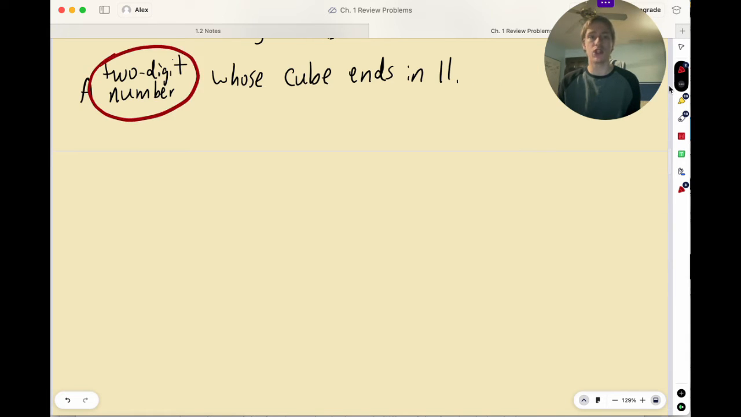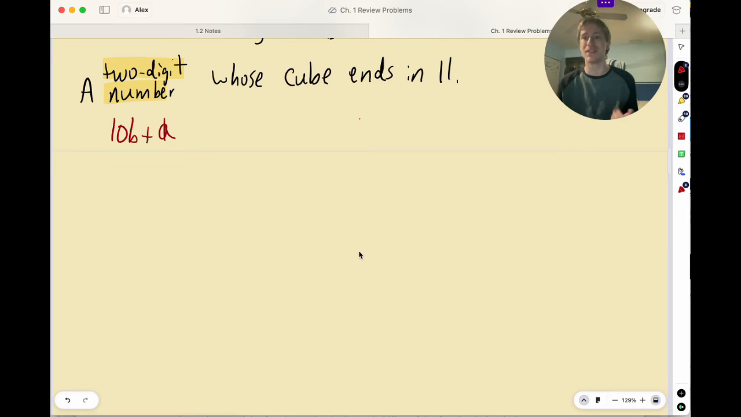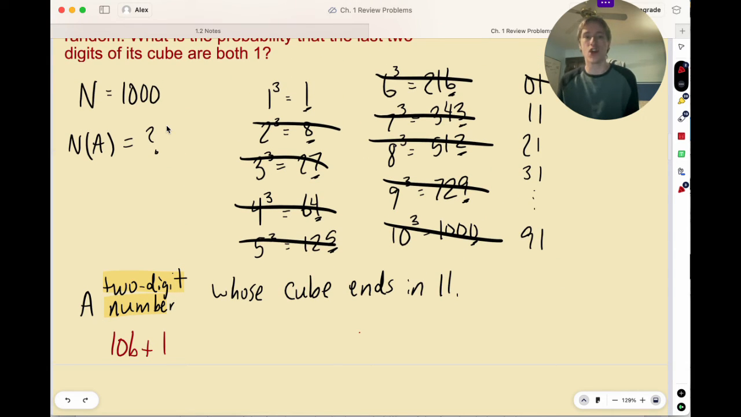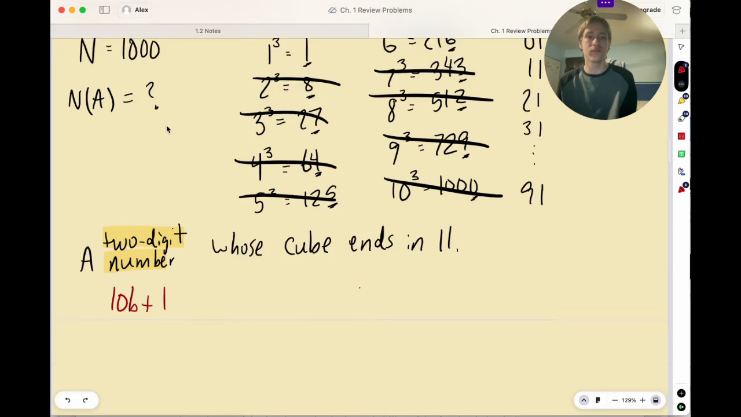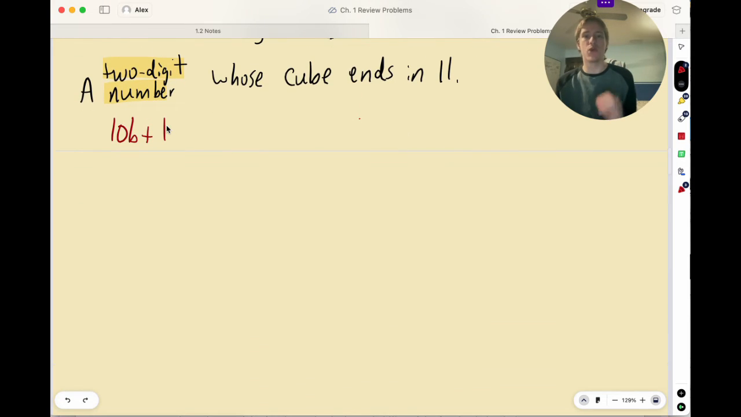Well, how do we represent a 2-digit number? Okay. Well, a 2-digit number is any number in the form 10b plus a, where a is the ones digit and b is the tens digit. Okay, but the reason that I say that a has to be 1 is because we know that the ones digit has to be 1. That is the only possibility. Okay, so that's our 2-digit number, and we need the cube to end in 11.